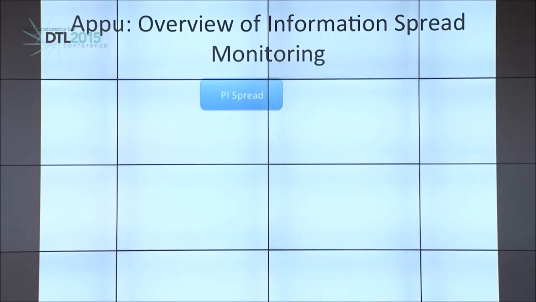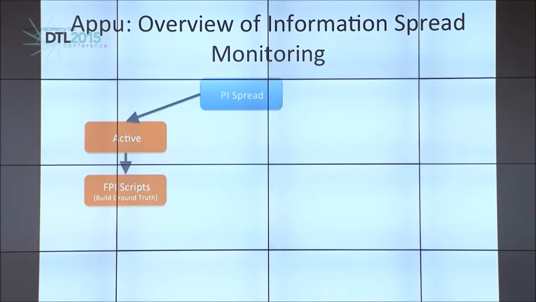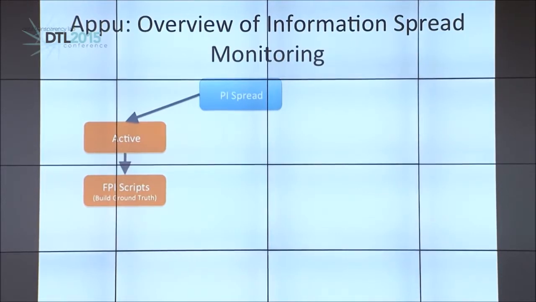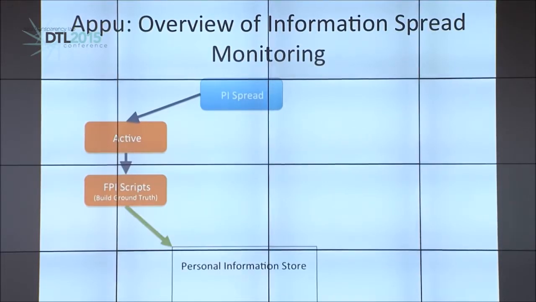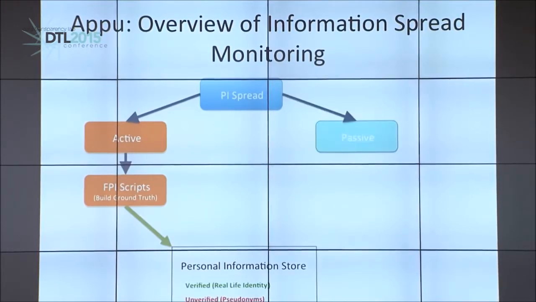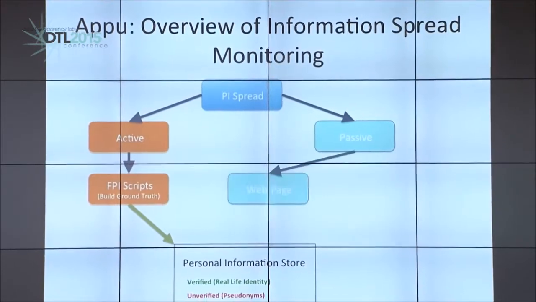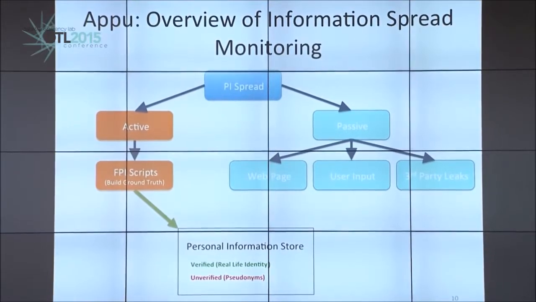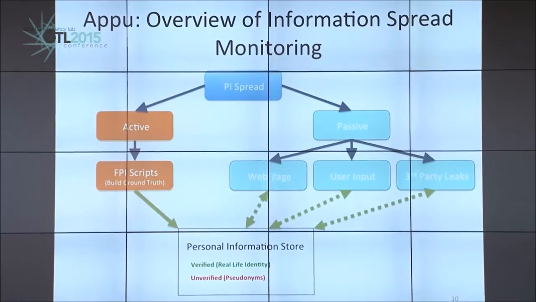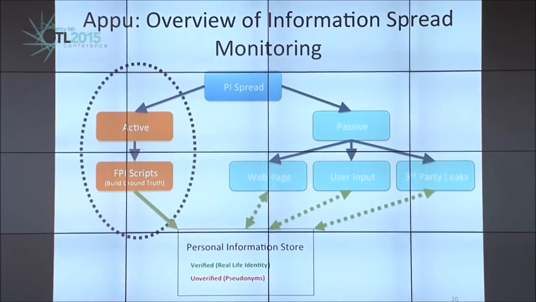To show how Appu actually populates this PI store, there are two methods. First is active, and during the active method, we have developed something called FPI scripts. Using those FPI scripts, we download the user's information from the account and populate the personal information store. Then during the passive phase, we monitor web pages, user input, and third-party requests, basically parameters and cookie values, and then keep updating and adding to the personal information store.